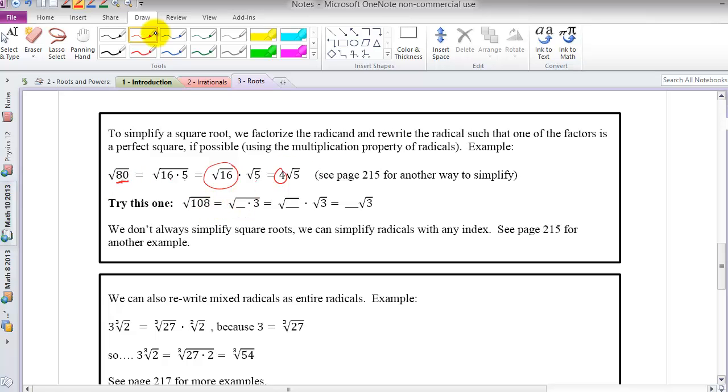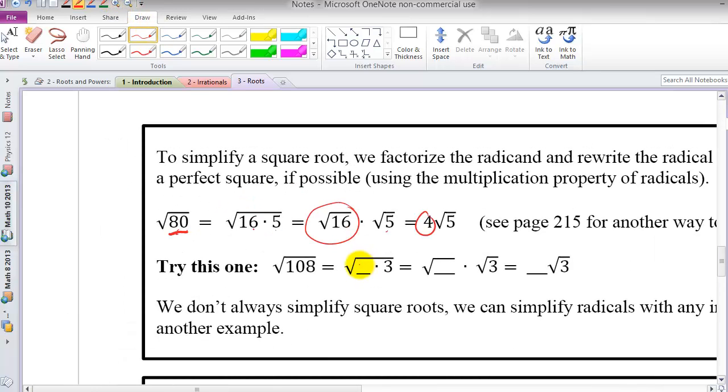Here's another one to try, the square root of 108. We can rewrite that as, let me zoom in a bit, as 108 can be written as, no, not 27, 36 times 3. So that's the square root of 36 times the square root of 3, and the square root of 36 is equal to 6. So the square root of 108 is equal to 6 root 3.